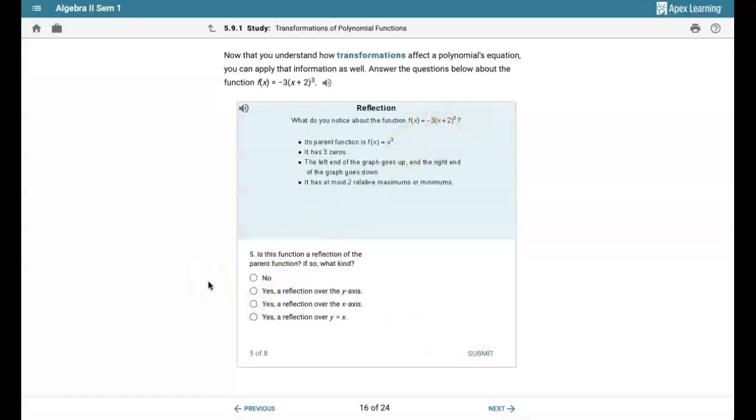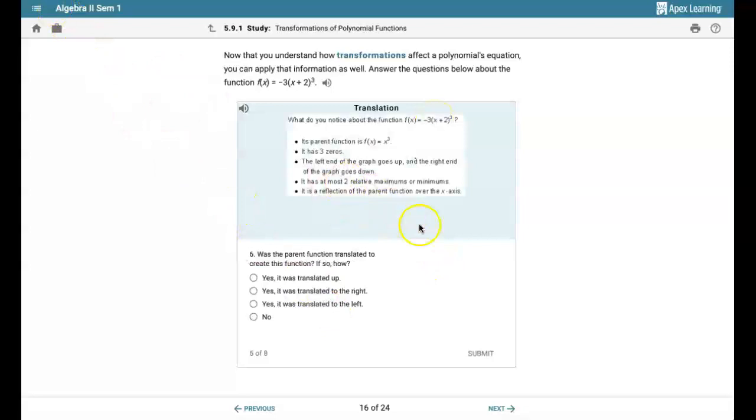Is this function a reflection of the parent? If so, what is it? Well, it's got a negative value here, so yes, it is a reflection. Now the question is, is it X, Y, or across that line? Apologies, I skipped over it. It is a reflection of the parent function over the x-axis. Remember, it's over the x-axis because this is just a negative value of the entire function, not replaced in place of x here.